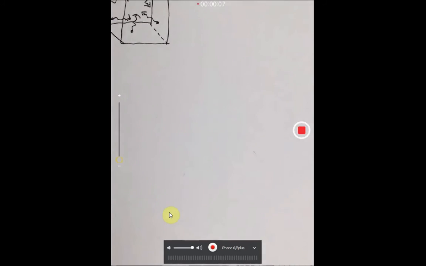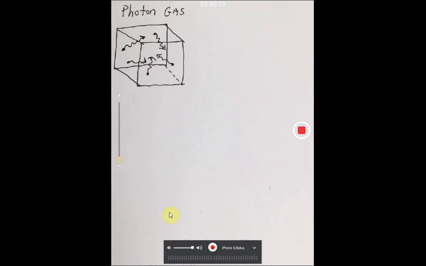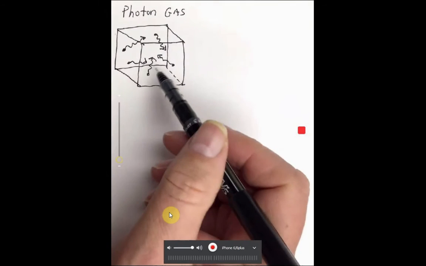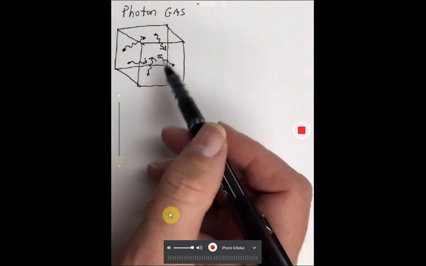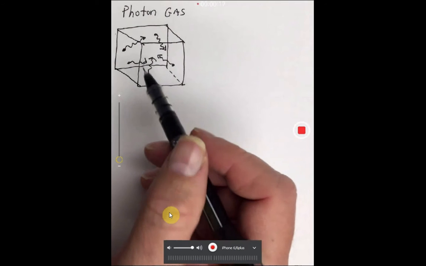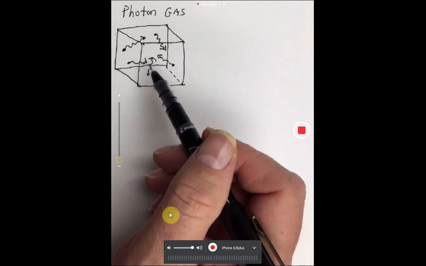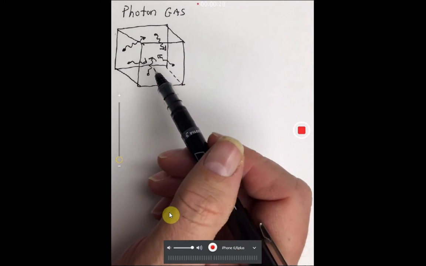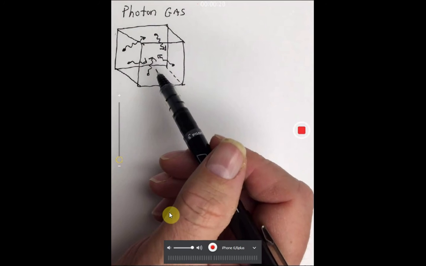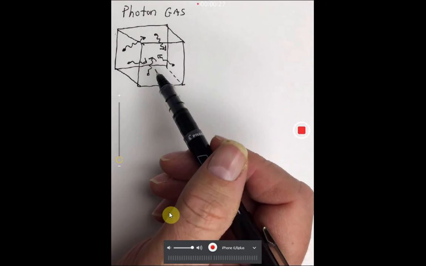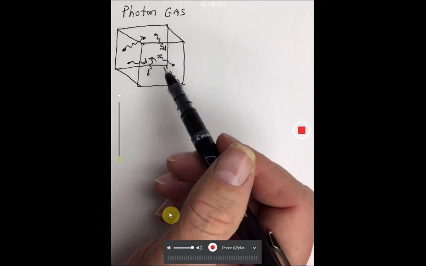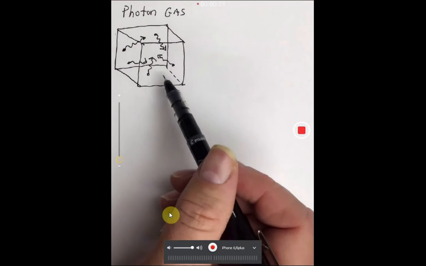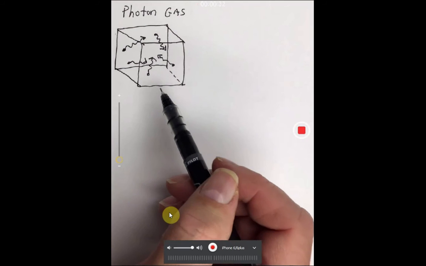So here we are. We have our photon gas representation up here. We have a chamber and a bunch of photons going around in it. What we have to remember is that the number of photons in this chamber is not constant. Photons can be absorbed by the walls. Photons can be re-emitted. So the number of photons inside the cavity is not constant.